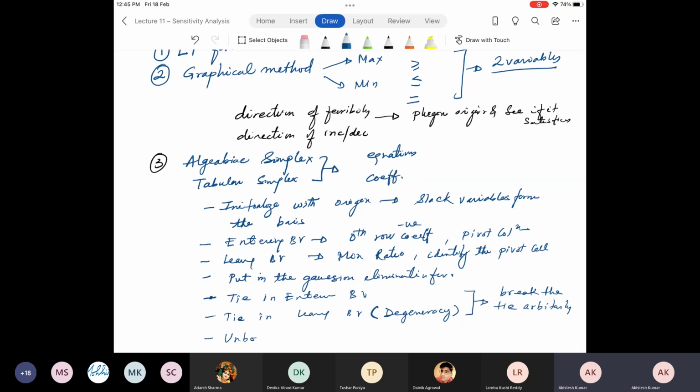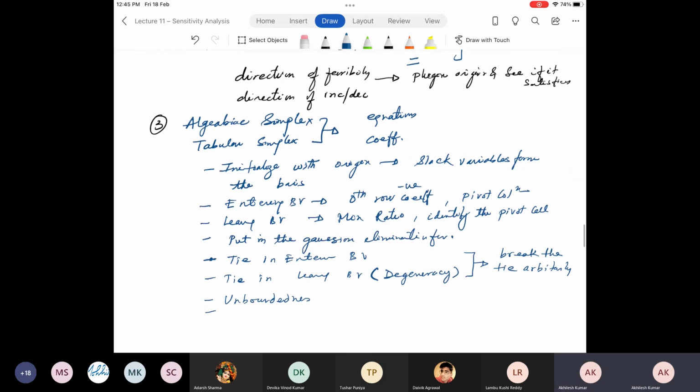Then unboundedness. And finally, multiple optimal. How do I find unboundedness in the simplex table? Minimum ratio, you cannot find the minimum ratio because no entering basic variable, right? Others? Yes, that's right. How do we find the multiple optimal solution in the simplex table?